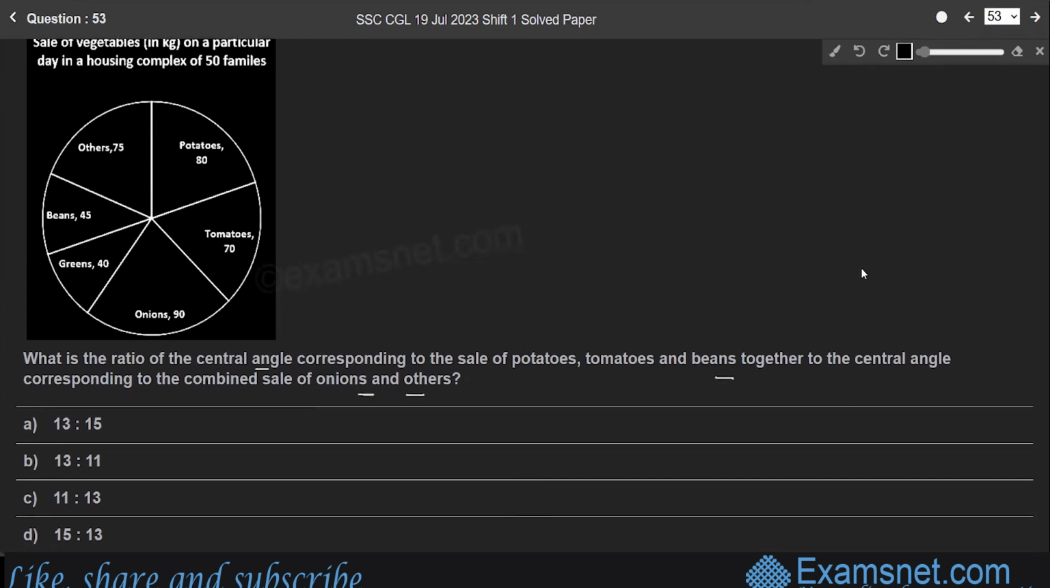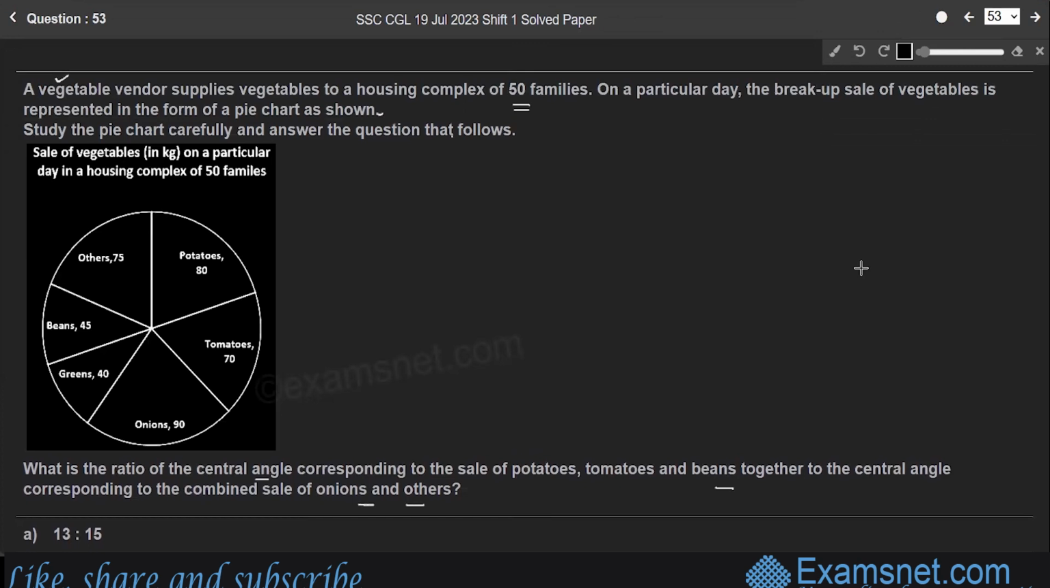Here students, there are two methods to solve this, right? The first method is to find the central angle corresponding to each vegetable, right? Out of 360, what is the angle corresponding to the particular vegetable? Then we need to find the total central angle corresponding to potato, tomato and beans.